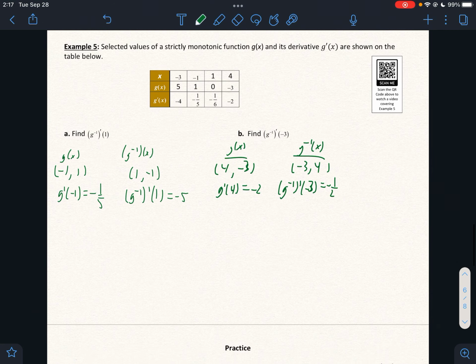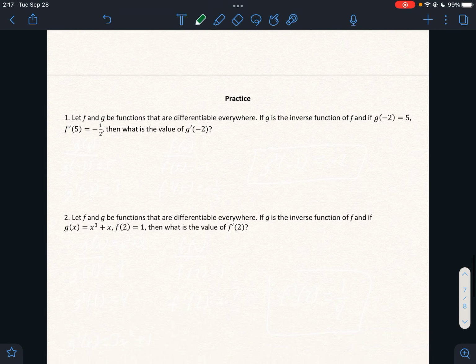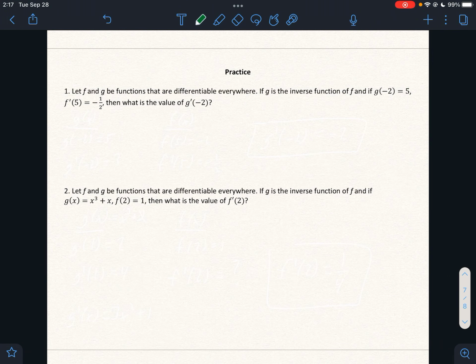Okay, at this point, there are a couple practice problems on the next slide. I would suggest you pause the video here, try them, and come back when you're ready.